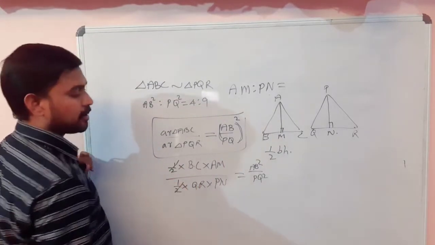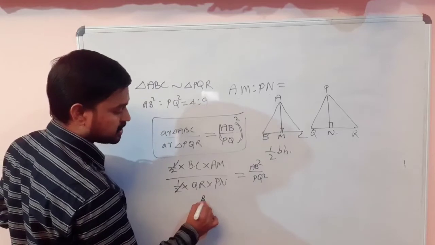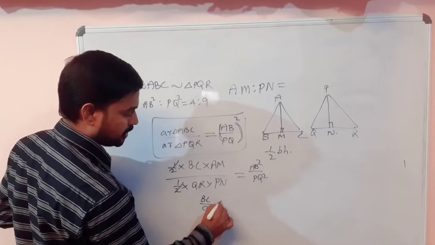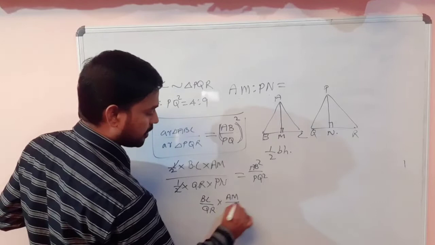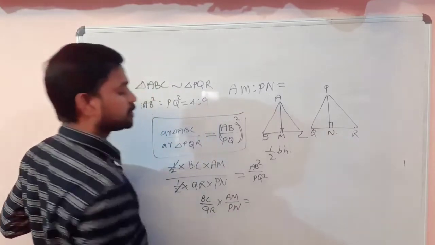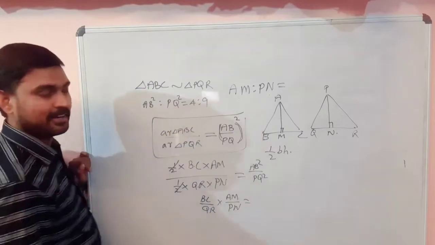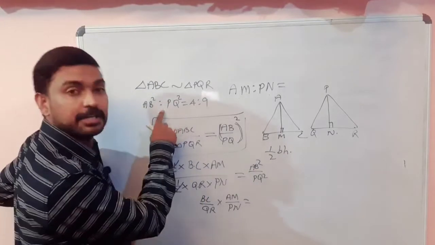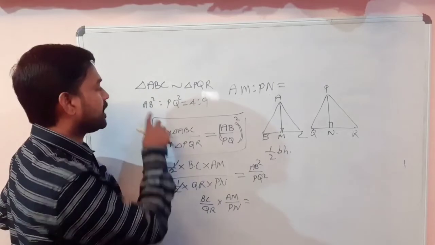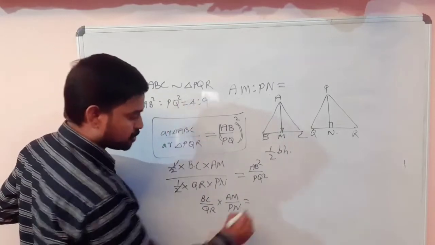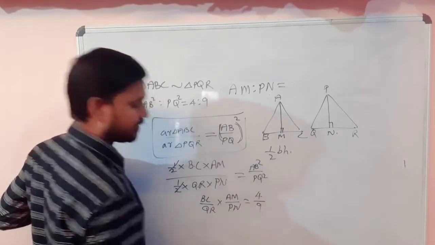BC by QR. BC by QR means two sides are there. BC by QR into AM by PN is equal to AB square by PQ square, which is already given in the question. This is in division form, this is in ratio form, both are the same. So AB square is to PQ square is 4:9. So we can write here 4/9.